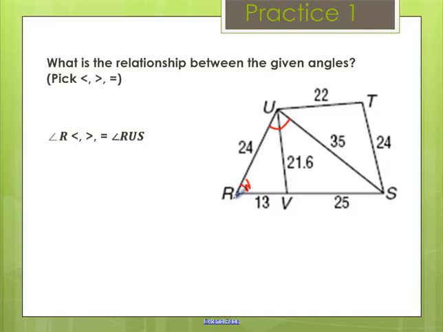So what we're looking for is which one of these is bigger. If I look in just this triangle RUV, angle R is the second biggest because of this 21.6. But we're not looking at that triangle, we're looking at the triangle that has both of these, triangle RUS. Let me trace that right now. So angle R is across from a side that's 35. Angle U is across from a side that's 13 plus 25, which adds up to 38. So which one of those is bigger? 38 is bigger, which means that that angle is greater than.